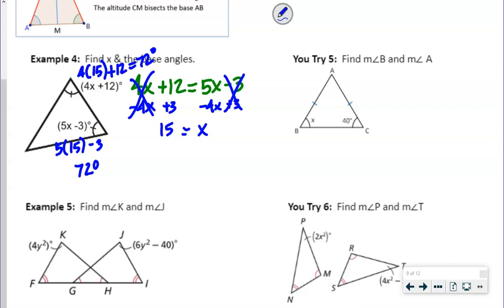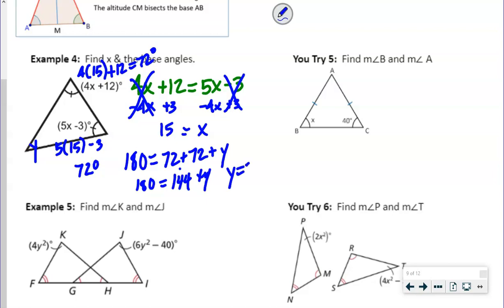Now, could you find the last angle? You should be able to, right? Because you know that 180 degrees is equal to what? 72 plus 72 plus our y, which would be that angle right there if we had to solve it. So that's going to be 180 is equal to 144 plus y. So we would subtract 180 minus 144, and that would give us, let's see, 180 minus 144. So that would mean that this angle out here is what? y is equal to 36 degrees, okay? So that's what it would be.